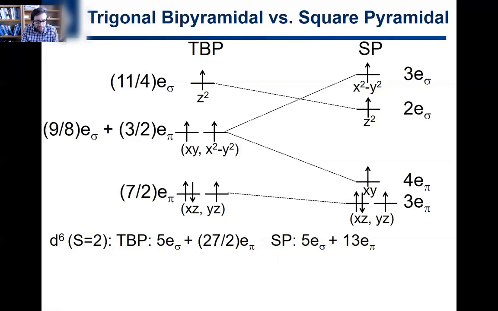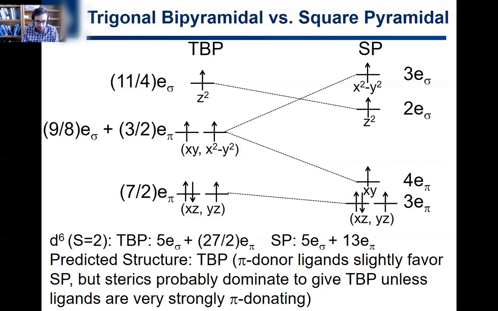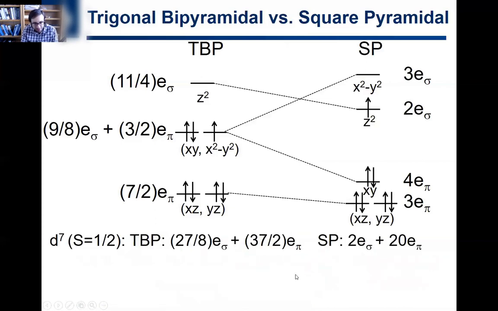Lastly, we have this pentet state, D6, and these are very close, right? The 5 e sigmas cancel, they're ties there, but we have a 13/2 e pi and 13 e pi. So probably 0.5 e pi difference isn't a lot. You're going to prefer the sterically preferable geometry of trigonal bipyramidal, unless you have a very, very strong pi donating ligand where that 0.5 e pi would make a difference. Then you might get square pyramidal.